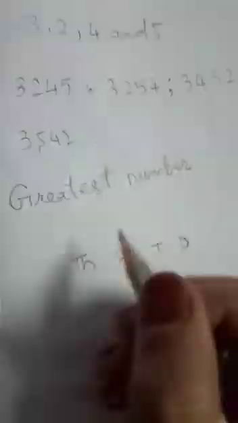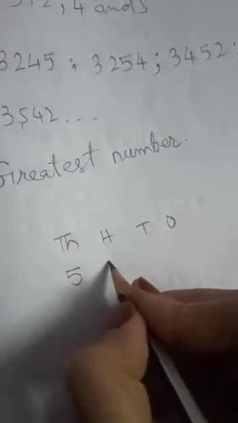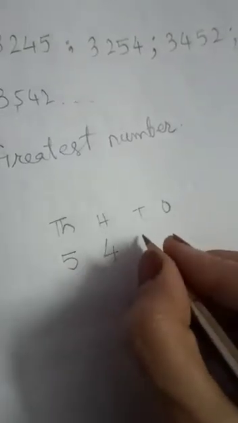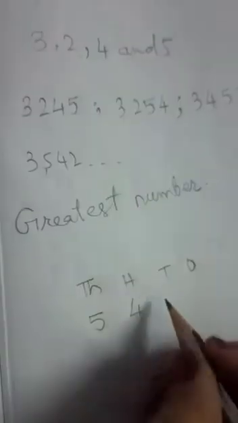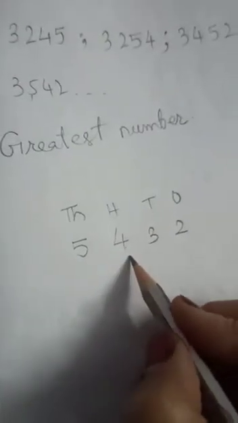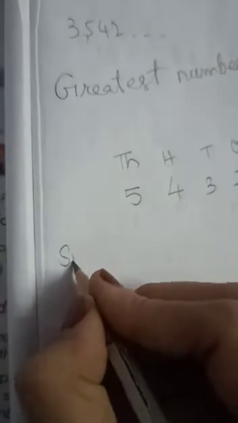So from digits 3, 2, 4, 5, which is the greater one here? 5, and the second is 4. That means we have to arrange them in descending order. Then 3, then 2. So the greatest number using these 4 digits is 5432.